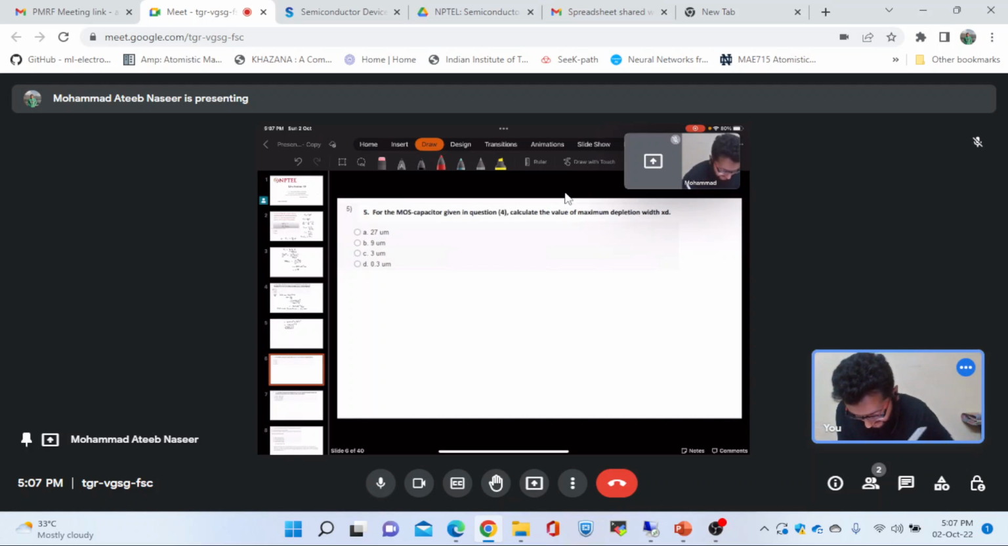So let us write down the condition for maximum depletion width. The pinning has occurred at 2 phi f. So the maximum depletion width xd is given by the square root of 2 times epsilon s into psi s, and we will assume it to be pinned at 2 phi f, so it is 2 phi f, divided by q N A.